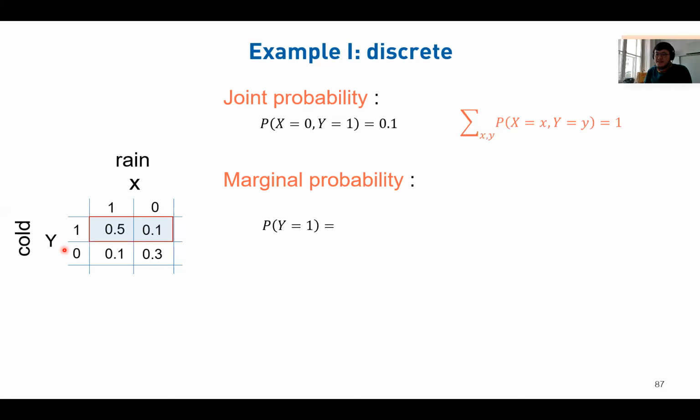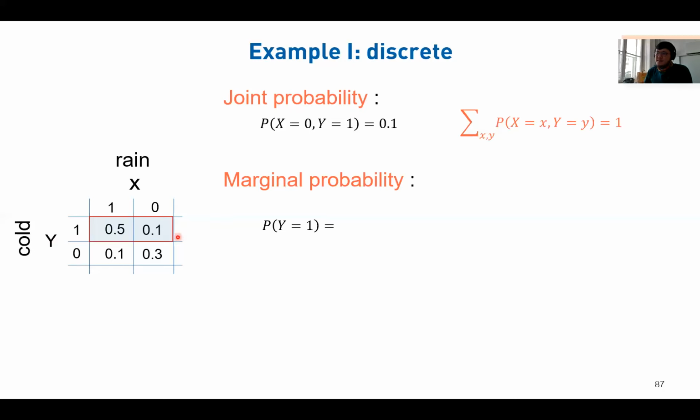Yeah, it is. So it is 0.6. The probability of y equals 1 means here, in this example, the probability of being cold, is to sum up these 2 numbers. And then you can write down a 0.6 here.